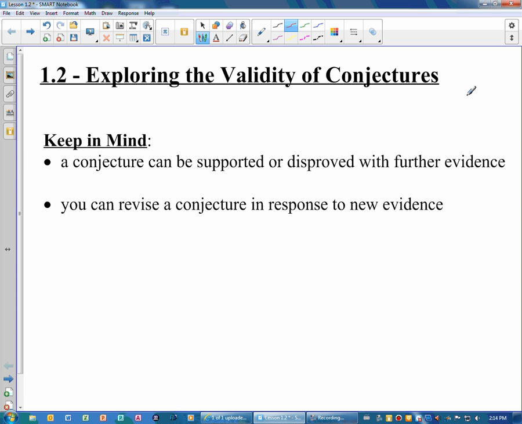You might come up with one example where it doesn't work, and then you can never say that it always works. So you can support it or you can disprove it. But if you have new evidence and you want to revise your conjecture, then revise it. "Now I know a little more about what's going on, and I'm going to change my conjecture to this." Revision is completely fine.